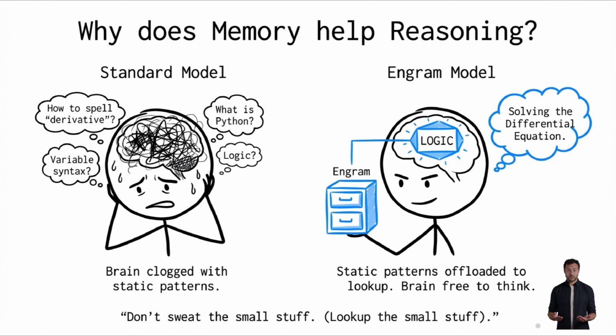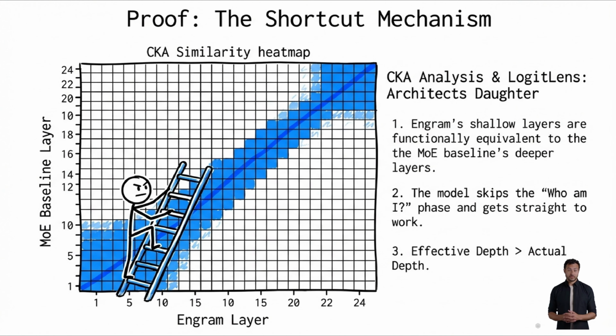In the Engram model on the right, those stable patterns get offloaded to a reliable lookup system, an engram. That frees your working memory to focus on logic and problem solving, like solving a differential equation. The takeaway is simple: don't sweat the small stuff, store it or look it up so your brain can concentrate on reasoning.